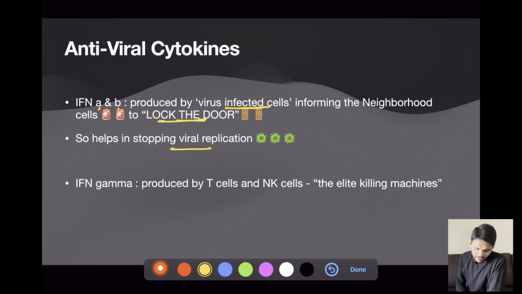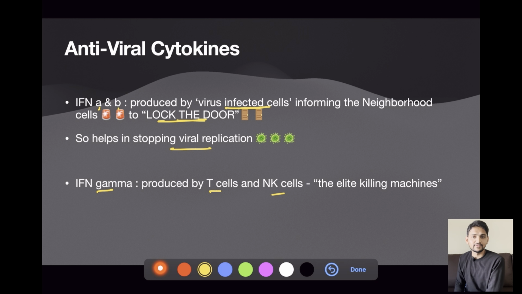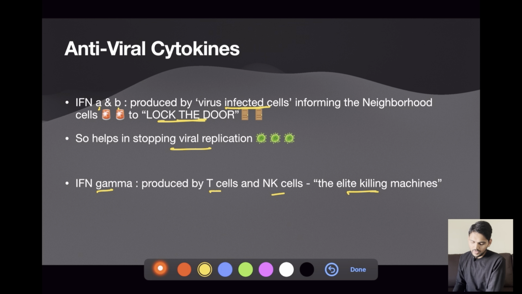Similarly, there is something called interferon gamma. It is mainly produced by T cells and NK cells. And this cytokine is like an elite killing machine, again helping in fighting pathogens very strongly.